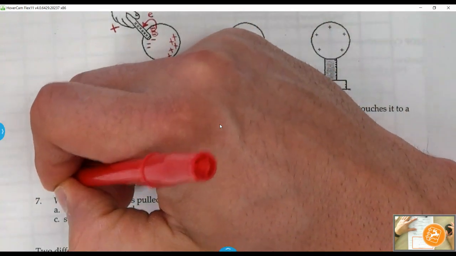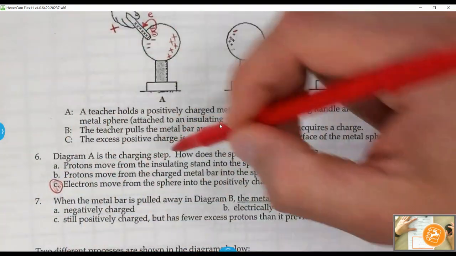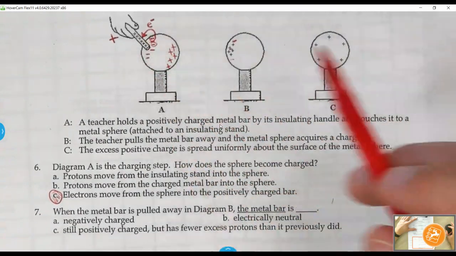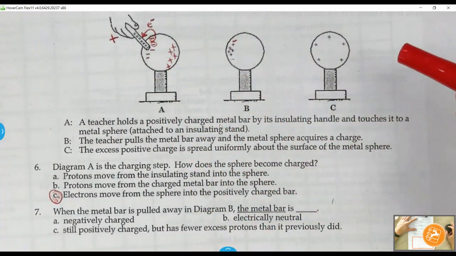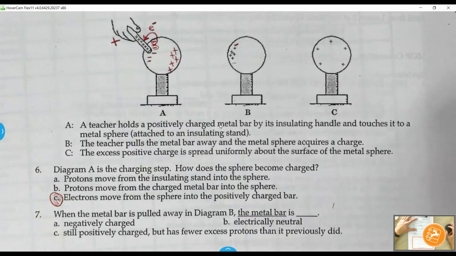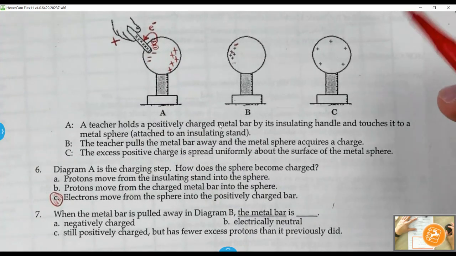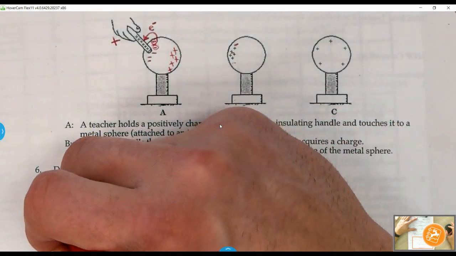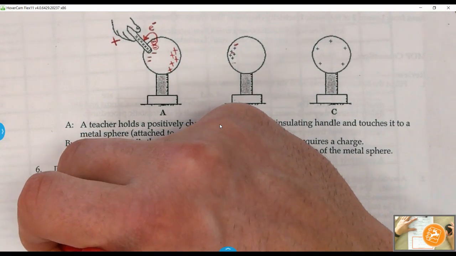Electrons move from the sphere to the positively charged rod or positively charged bar. And then when the metal bar is pulled away, what's happened to the metal bar? What's the charge on the metal bar? It's still positive, but it's got fewer excess protons. Why? Because we added some extra electrons to it.